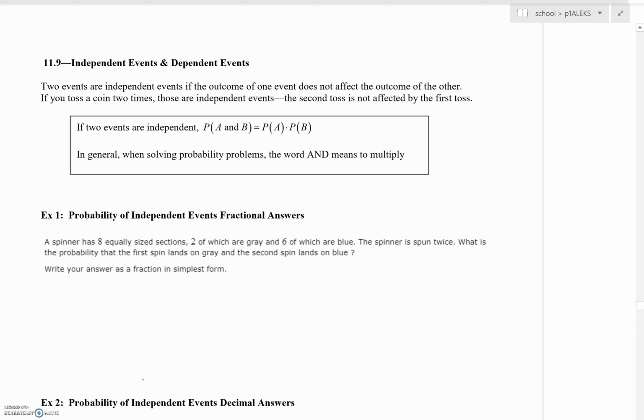Algebra 2, we're in lesson 11.9, probability of independent events and dependent events. Let's read together here. Two events are independent, independent events, if the outcome of one event does not affect the outcome of the other. If you toss a coin 2 times, those are independent events. The second toss is not affected by the first toss.